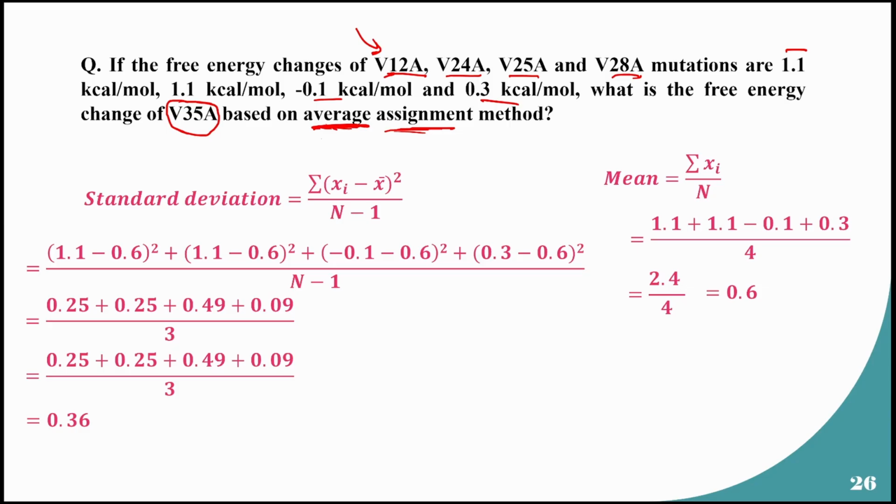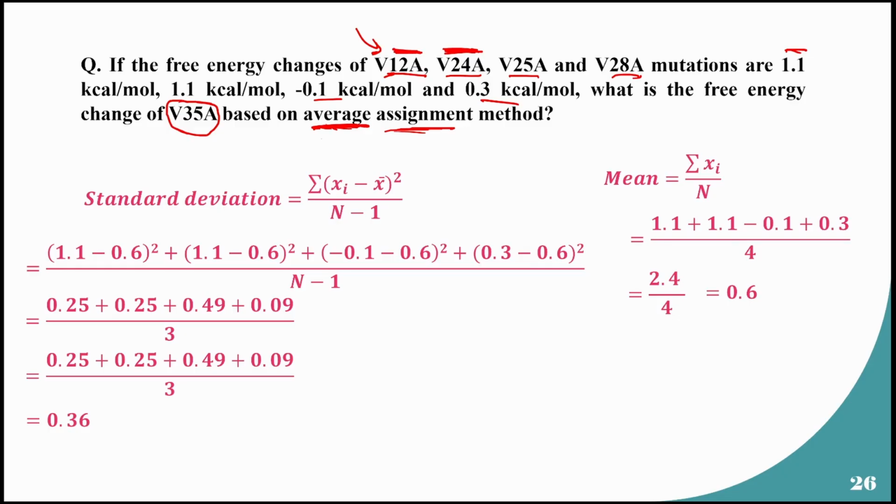Based on these mutations, what do you think this 1.1 kcal per mole, for example, for the valine 12 to alanine and valine 24 to alanine mutations, says? Are they favorable or not favorable, just based on these free energy change values? Since these values are positive, positive 1.1 kcal per mole, you can say it's unfavorable.